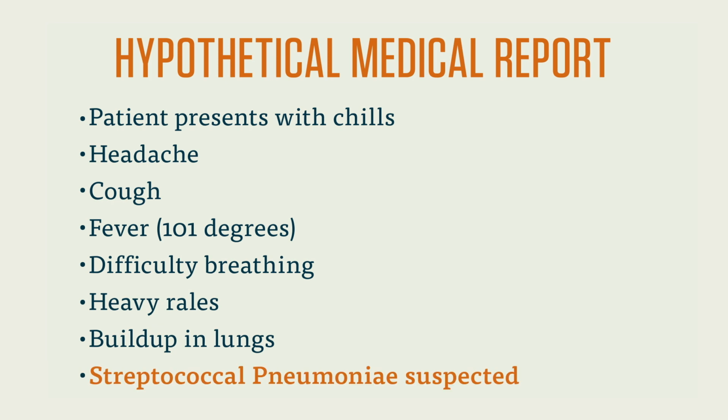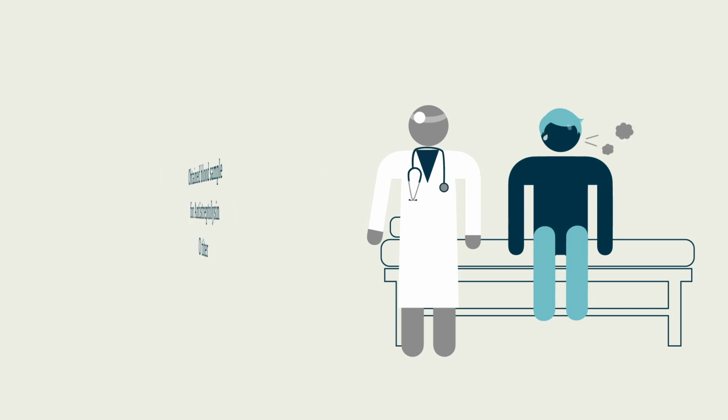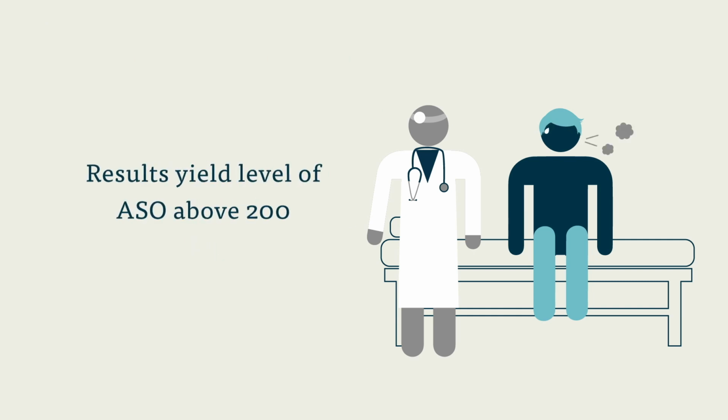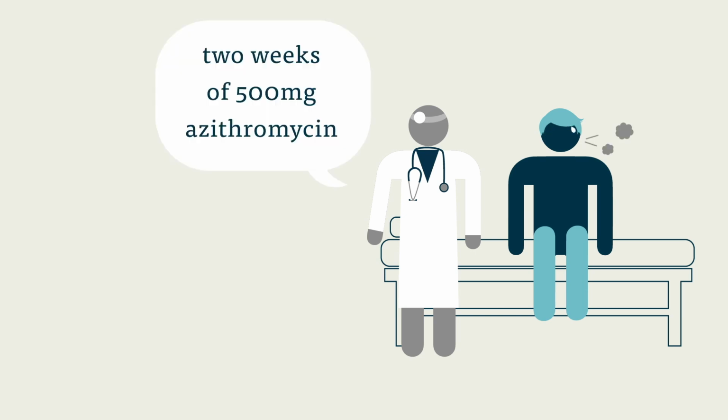Streptococcal pneumonia suspected. Obtain blood sample for Antistreptolysin O titer. Results yield level of ASO above 200. Diagnosis of streptococcal pneumonia confirmed. Prescribe patient 2 weeks of 500 milligrams azithromycin, Zithromax, and scheduled follow-up for next week.